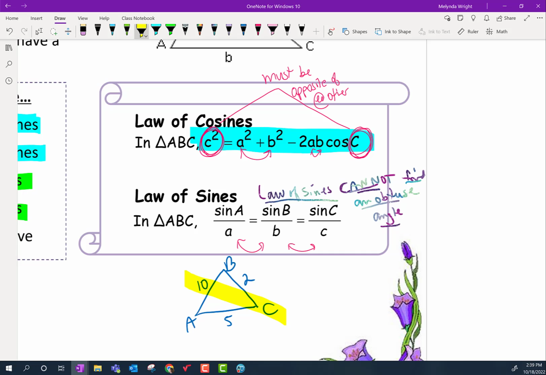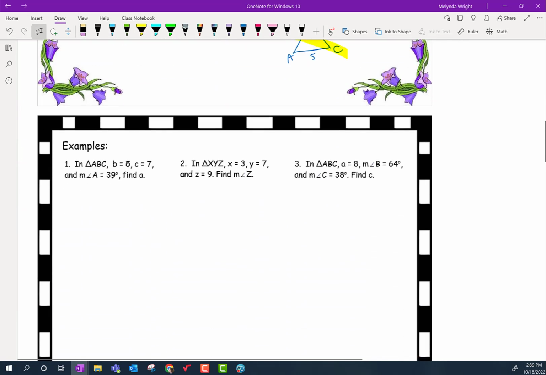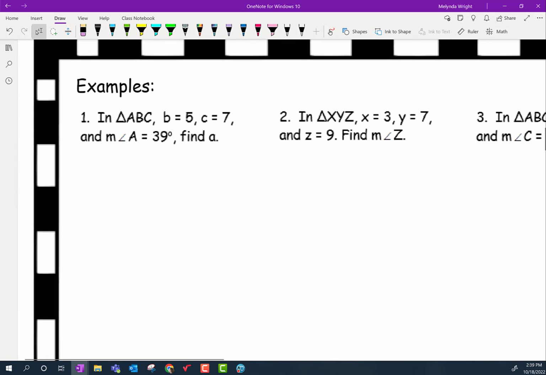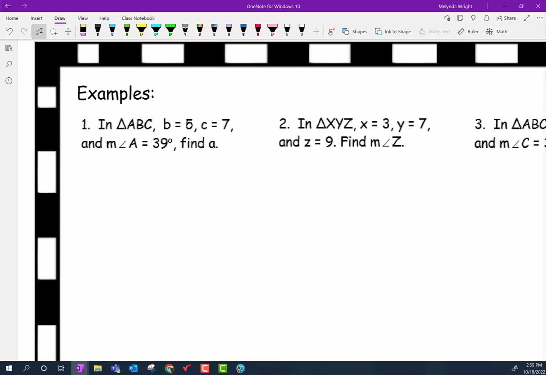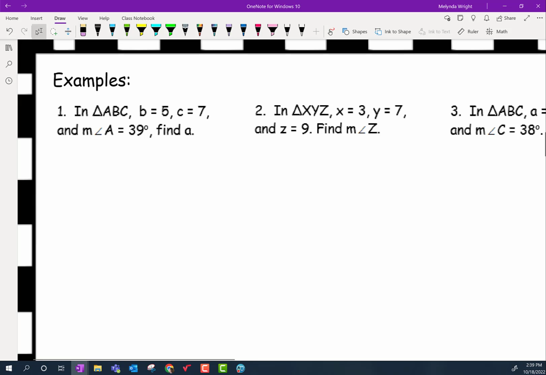I'm hoping that rings some bells, or are we okay with that? That is really the only detriment of law of sines, that we have to work around it to find obtuse angles. All right, we have just 3 examples to do. It's impossible to do one of every single kind, so I'm just trying to give you an overview. We'll have a lot more to work with in our homework.